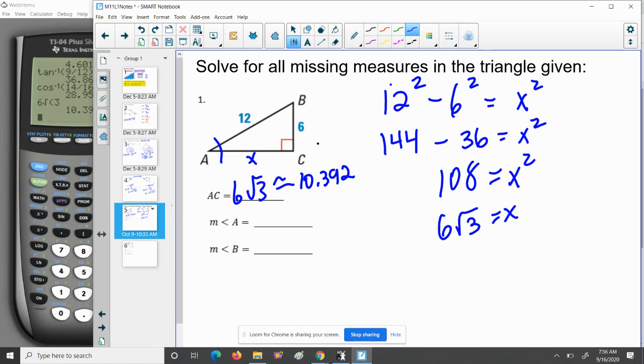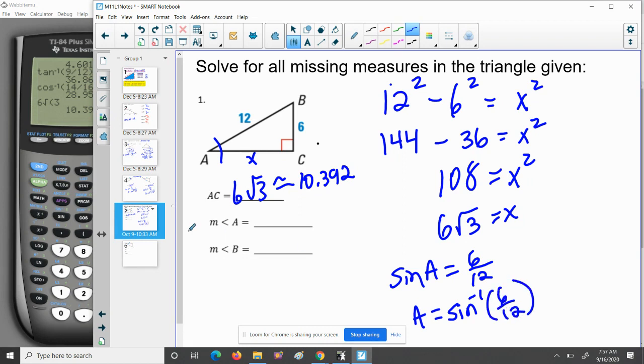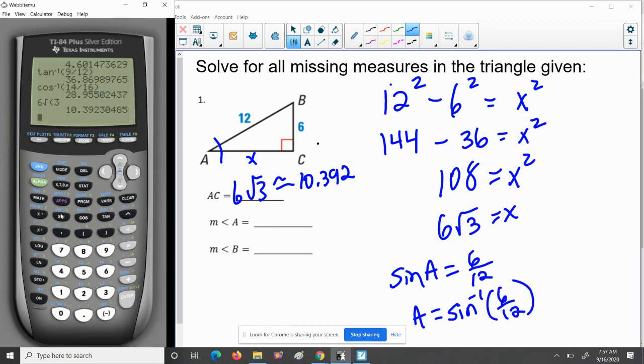So let's use what we were given. 6 is opposite, 12 is hypotenuse. We know that sine uses the opposite over hypotenuse ratio, so we can say that sine of angle A is opposite 6 over hypotenuse 12. So in order to get angle A, we want to do the inverse sine of 6 over 12. And if you've been paying attention, maybe you caught what this one's going to be.